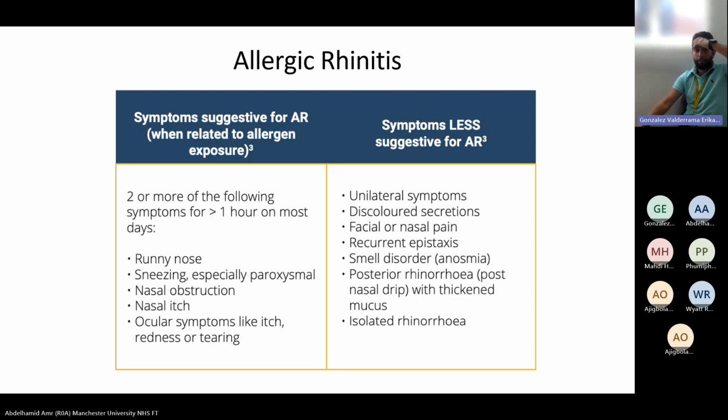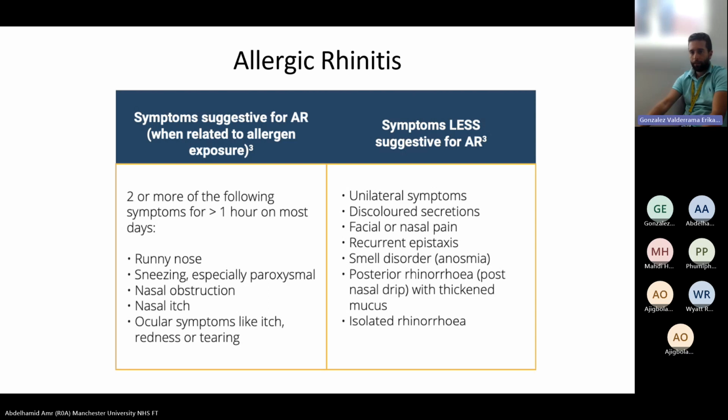Symptoms that would be suggestive of allergic rhinitis: again, two or more symptoms for more than one hour on most days. So it will be a runny nose, sneezing, itching, nasal obstruction. They can have ocular symptoms as well, like redness, itching, and tearing.